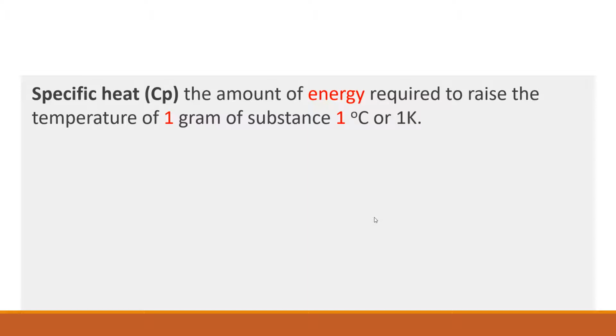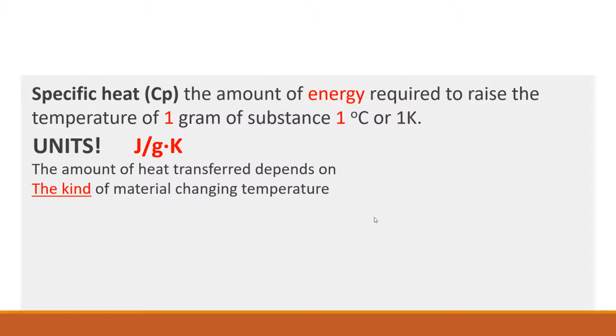There's this thing called specific heat. Specific heat is the amount of energy required to raise the temperature of 1 gram of substance 1 degree Celsius or 1 Kelvin. So the units of this would be joules per gram Kelvin or gram degree Celsius. So let's look into this.